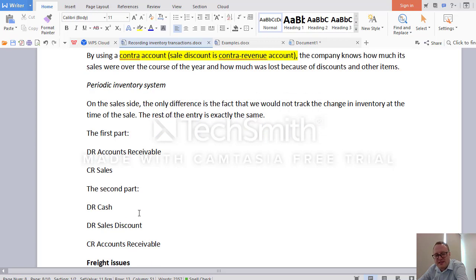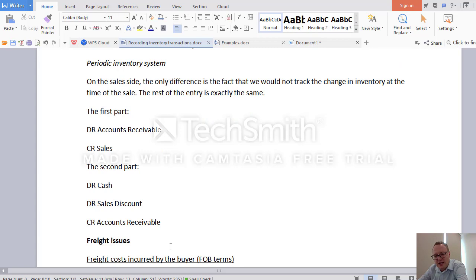And the second part would be pretty much the same. So the cash would be 4,850, the sales discount 150, and the accounts receivable 5,000.